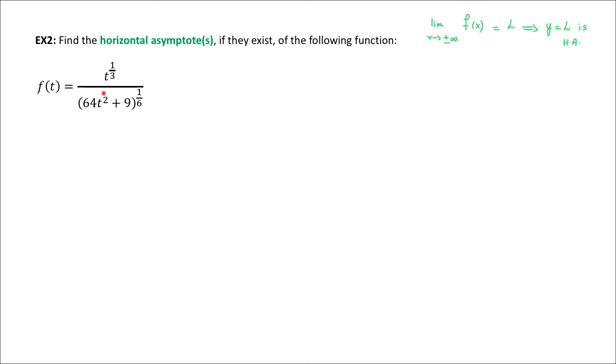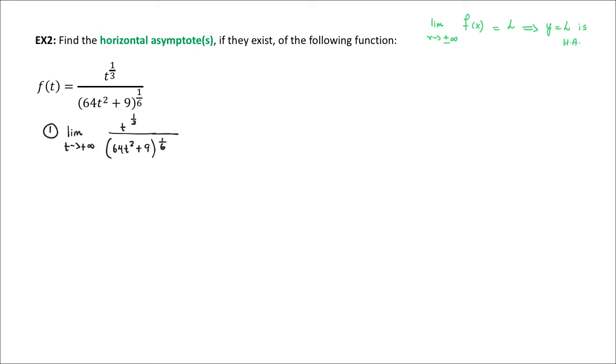I am going to focus on the denominator because this is where I have a radical. Having an exponent of 1/6 is equivalent to having the 6th root of that expression, of that quadratic. So my radical is in the denominator. So the first thing that I'll do is look at the inside of the radical and factor the largest power out. I'm going to have to consider two cases here: the case at positive infinity and the case at negative infinity, as I said a few seconds ago. So let's do case number 1. This will be the limit as t approaches positive infinity of t to the 1/3 divided by 64t squared plus 9, to the 1/6.